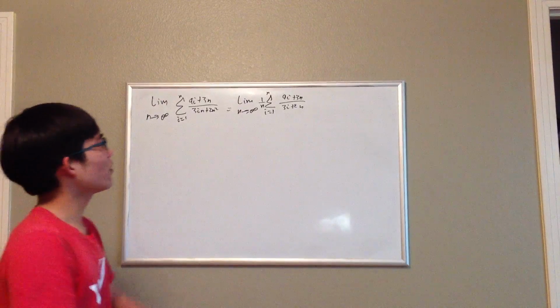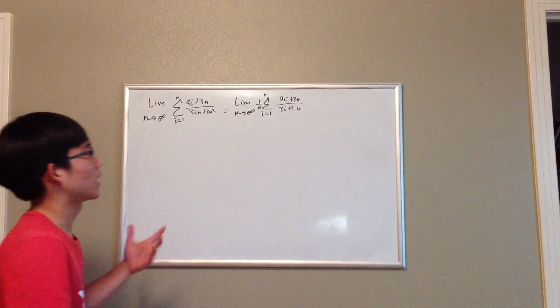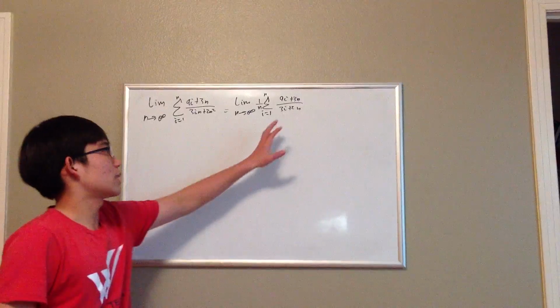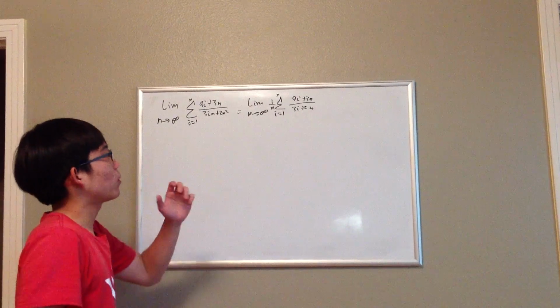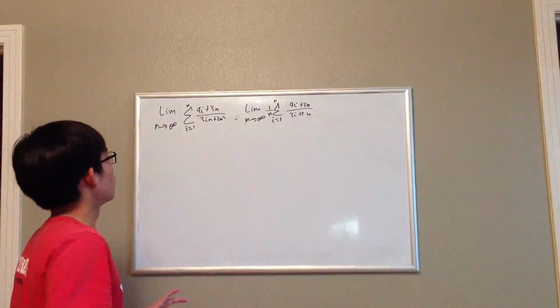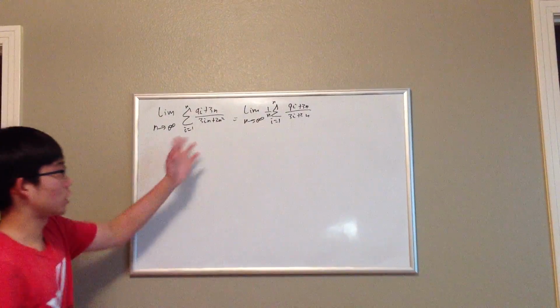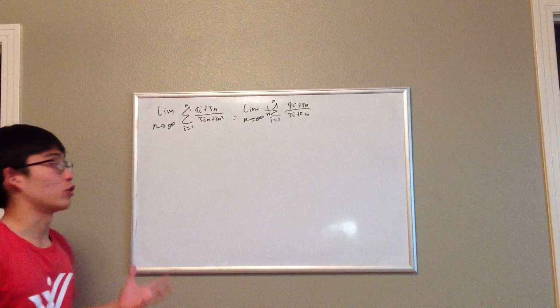Now, we still have n's on the inside of the summation, and we don't like that, so we're going to try to get rid of the n. To get rid of these n's, we're going to multiply the numerator and the denominator by 1 over n. This problem is difficult because we have to algebraically alter the expression given in order to get it into the structure that we want.